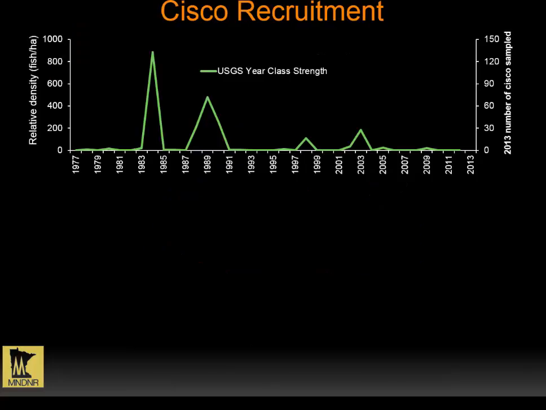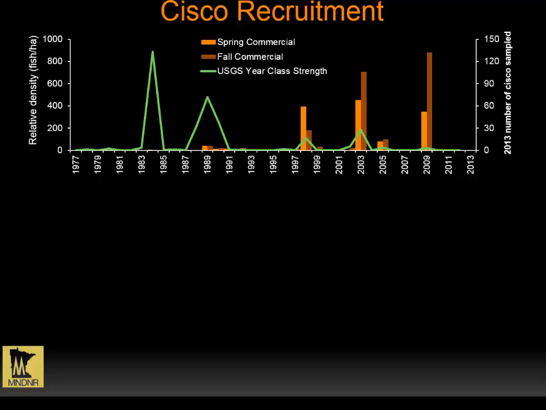So we can look at this time series in relation to some additional information we have. Mark just mentioned that they do a year class index with their trawl data. So that's the green bars here. And the Minnesota DNR in 2013 looked at the fish that were harvested in the spring and the fall fishery and aged those fish, and in general corresponded really well to where they saw the peaks with year class strength index from the USGS. And it takes about 4 years for a fish to recruit to spawning size Cisco.